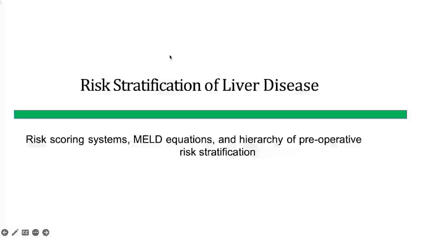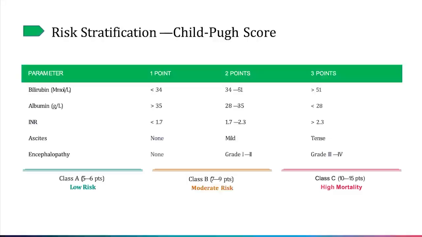So once you have done your history, examination and investigations, you have to risk stratify these patients, right? So it's a must. So how do you risk stratify these patients? The common scoring system we use is the Child score, right? So there are 5 parameters we check: bilirubin, albumin, INR, ascites, and encephalopathy. Depending on the value, we give points, and then we calculate the total count. So if the total is 5 to 6, that is Child's A with low risk, 7 to 9 points, Child's B moderate risk, and 10 to 15 points, Child's C with high risk, right?